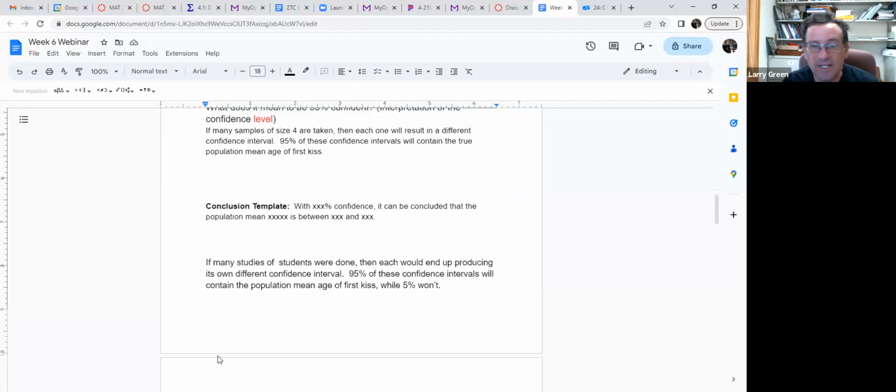Okay, so I have a conclusion template, and that is: with XXXX, whatever percent confident, it can be concluded that the population mean, whatever that mean of, in this case, first kiss, is between whatever years they are. So I think it helps to have a template so you can plug into the template and then you won't go wrong.